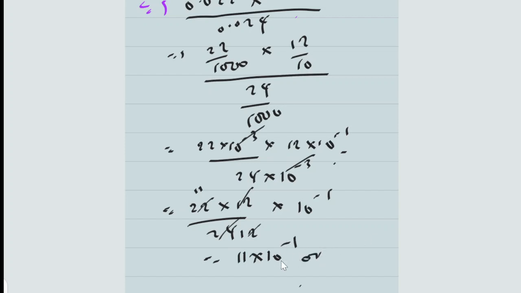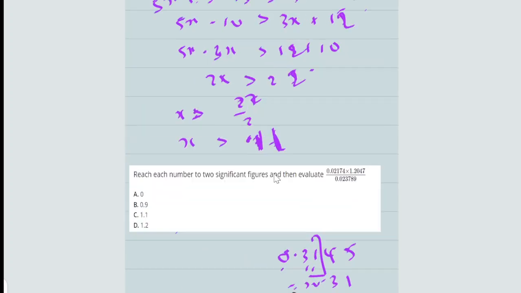Or if you change this one back, 11 times 10 raised to minus 1 is the same thing as 11 over 10, which is the same thing as 1.1. Let's see if it is part of the options. Yeah, so option C. You see, it is not difficult to do, but if you don't convert it to standard form first, I'm afraid you can't get the accurate answer like this. That is why it is advisable.